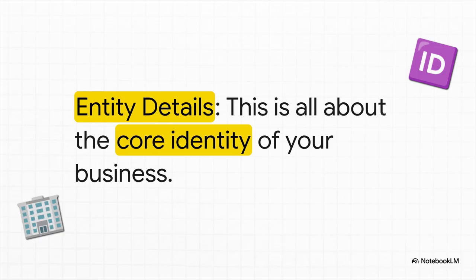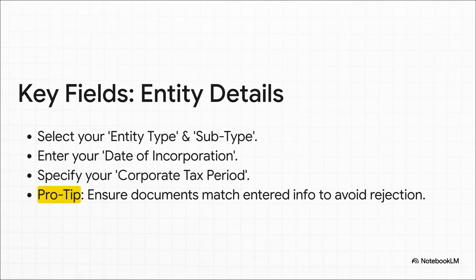Okay, our very first gate is Entity Details. This is all about the core identity of your business, who you are from a legal standpoint. In here, you'll select your entity type, like an LLC, and tell them your corporate tax period, which is just your financial year. But listen, the most important thing on this slide is that pro tip. A tiny mismatch between the info you type in and what's on your official documents is one of the biggest reasons applications get rejected. So please, double-check that every single detail is an exact match.